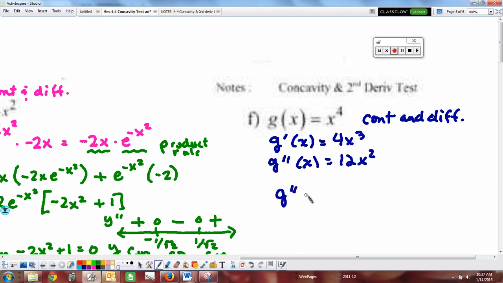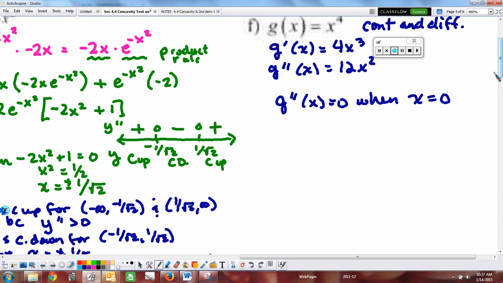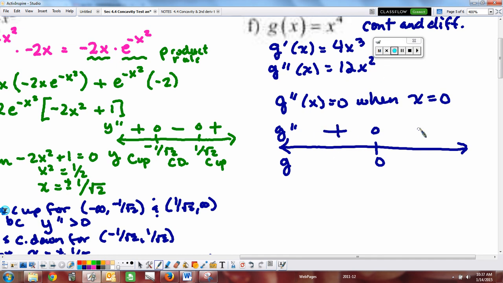Our second derivative equals 0 when x equals 0. So there's our possible point of inflection. So we come across, we put our critical value, we do our sign chart for our concavity test, and then we test. If I plug any number into the second derivative, notice that it's 12x squared, so it's going to be positive and positive, which means g is concave up and concave up.